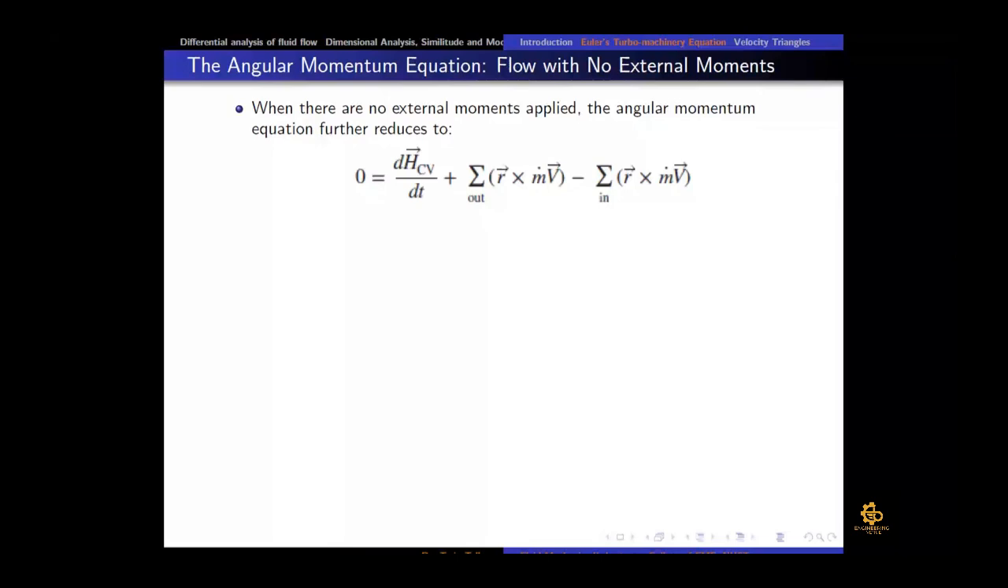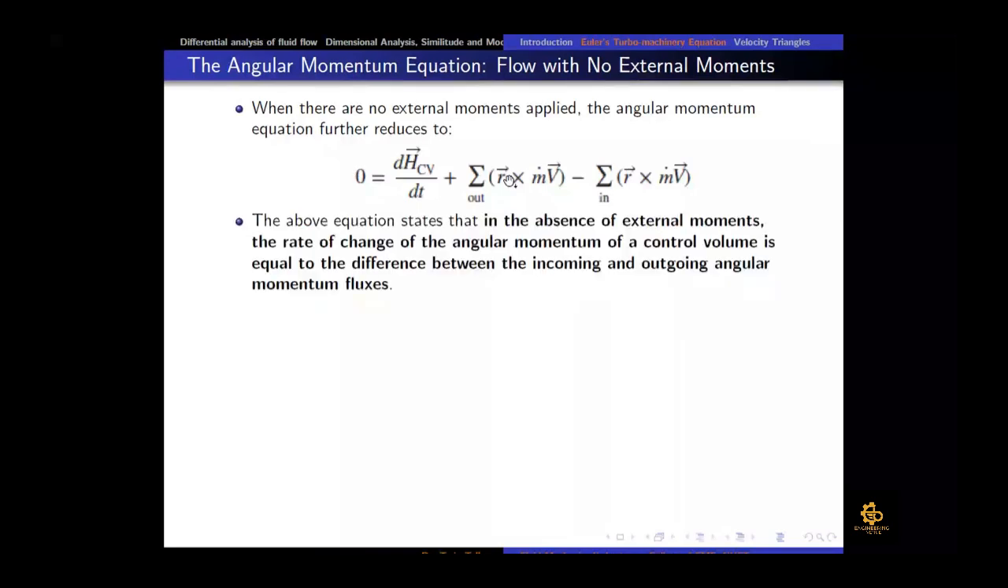So when there is no external torque applied, then the angular momentum is equal to this, yes, and the contents of that control volume would have higher angular momentum when the momentum out is less than the momentum in. So momentum out would be less than momentum in.